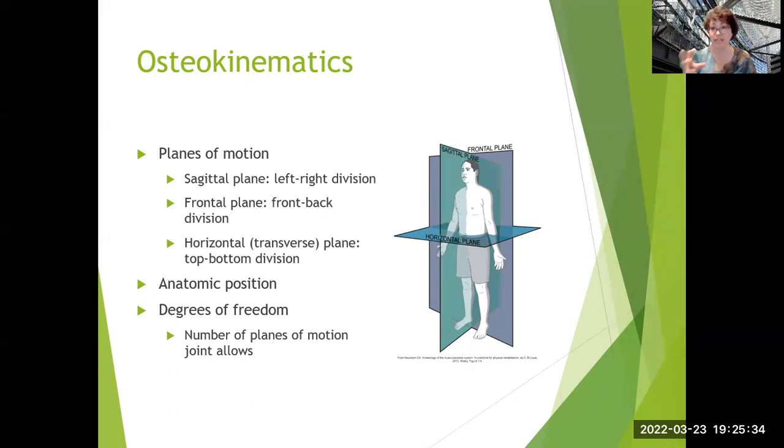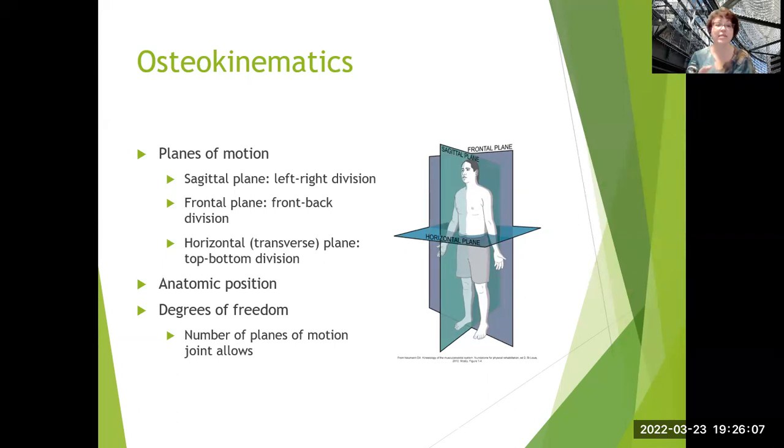So the cardinal planes, those three cardinal planes intersect at our center of gravity, which is about an inch below your umbilicus, or about the S2 level in your spine, the second sacral segment. Everybody has the same center of gravity. We all have different other proportions and everything, but that's our center of gravity. In anatomical position, the cardinal planes are all intersecting at that point.